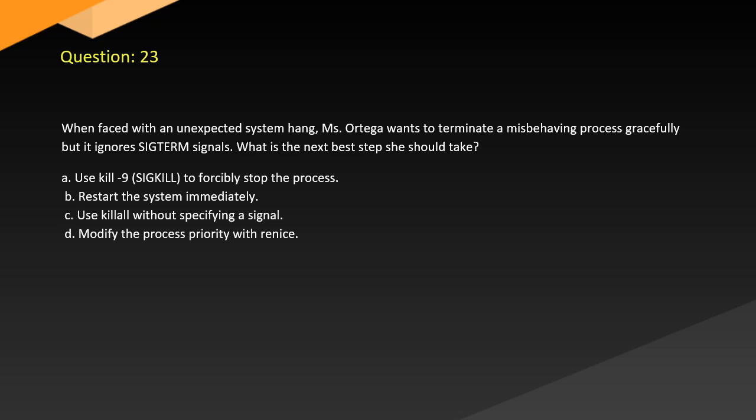Question 23. When faced with an unexpected system hang, Ortega wants to terminate a misbehaving process gracefully, but it ignores SIGTERM signals. What is the next best step she should take? A. Use kill -9 SIGKILL to forcibly stop the process. B. Restart the system immediately. C. Use killall without specifying a signal. D. Modify the process priority with renice.